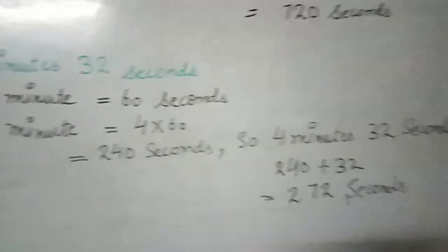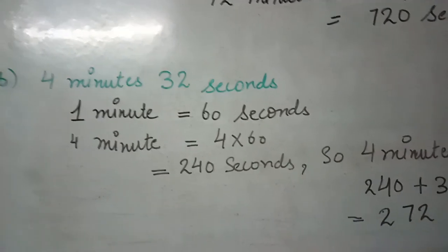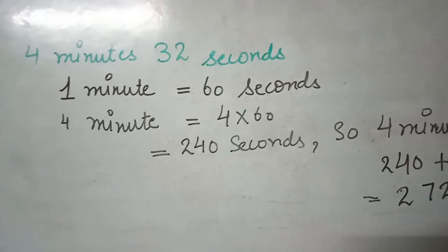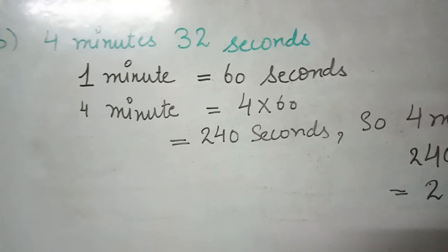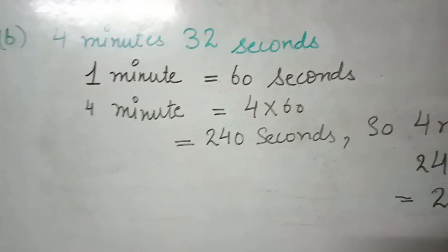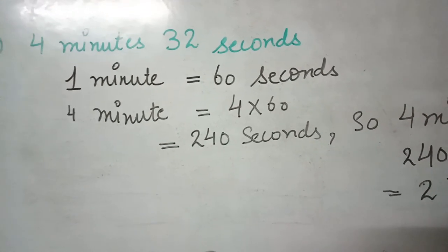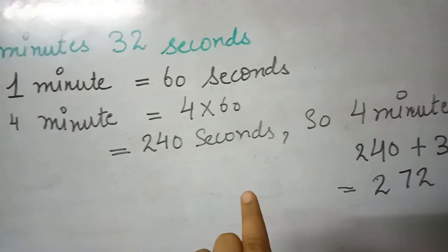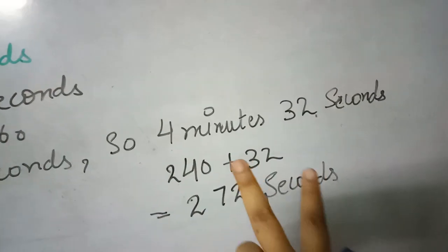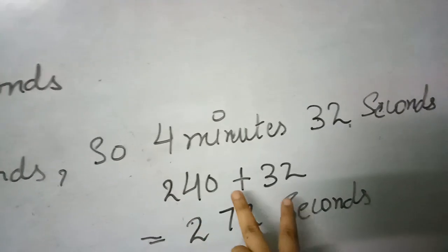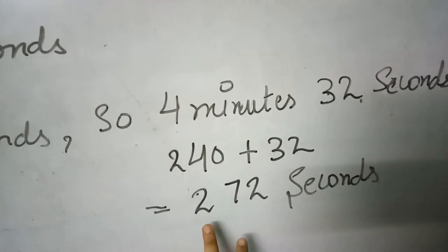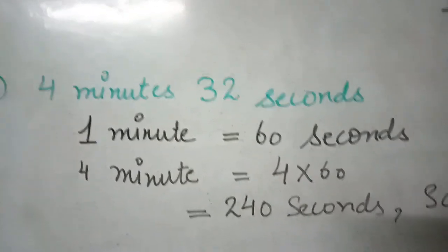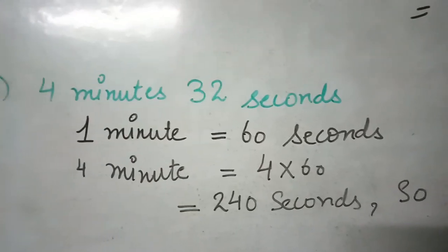So just look at this sum. 4 minutes 32 seconds. How did I do this? Firstly, 1 minute equal to 60 seconds. We have to remember these words, right? 1 minute equal to 60 seconds. So then we converted minutes into seconds. 4 multiply 60 seconds. We got the answer 240 seconds, and then we add these seconds, right? 240 plus 32. We got the answer 272 seconds after converting 4 minutes 32 seconds into seconds.